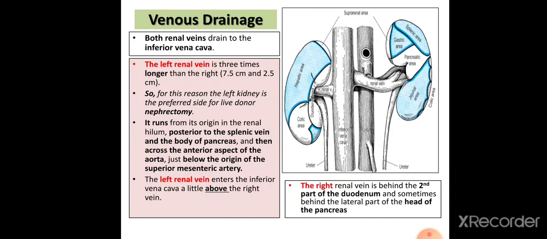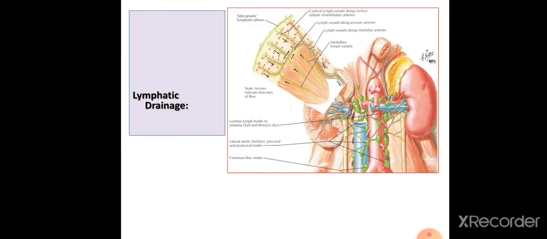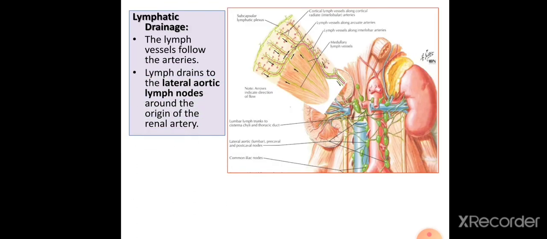The left renal vein enters the inferior vena cava a little above the right. The right renal vein is behind the second part of the duodenum and sometimes behind the lateral part of the head of the pancreas. Then the lymphatic drainage of the kidneys. The lymph vessels follow the arteries, and it includes the lateral aortic lymph nodes, lateral aortic around the origin of the renal artery.